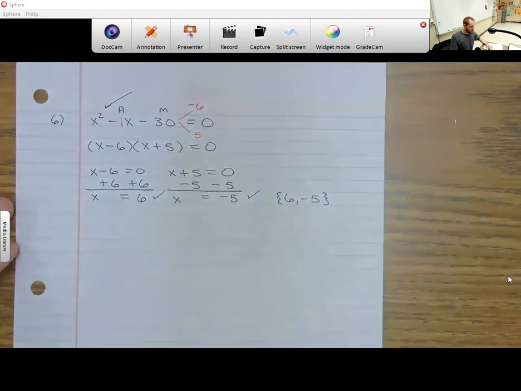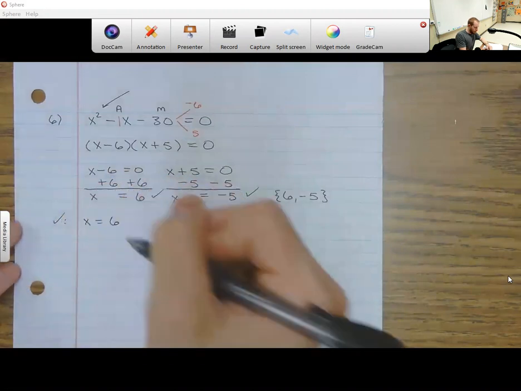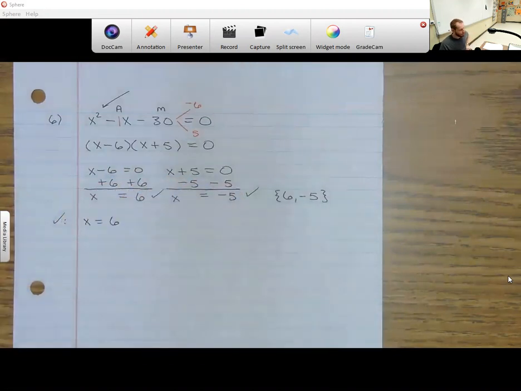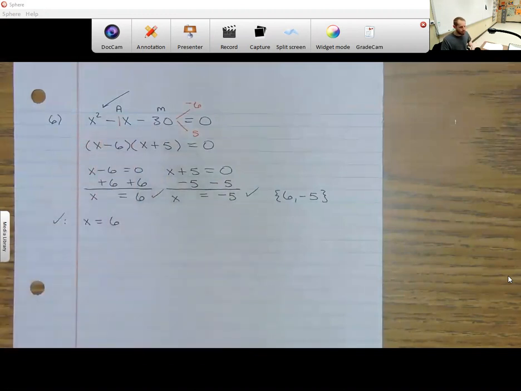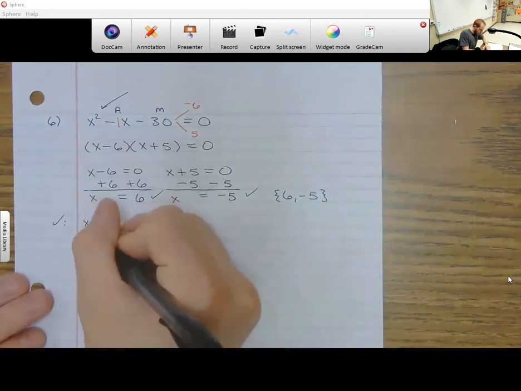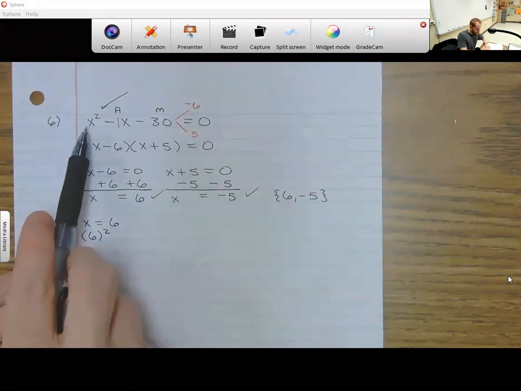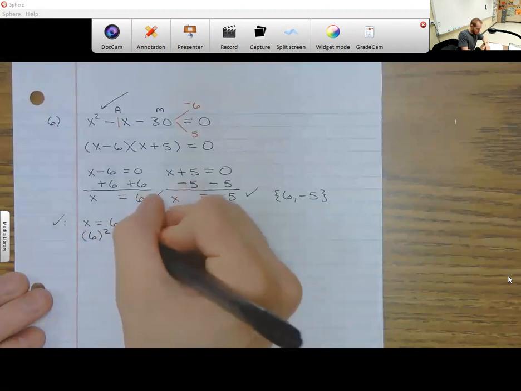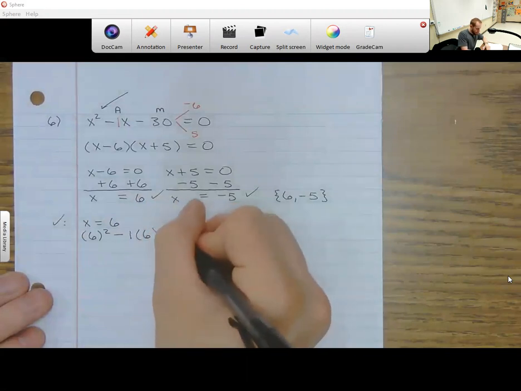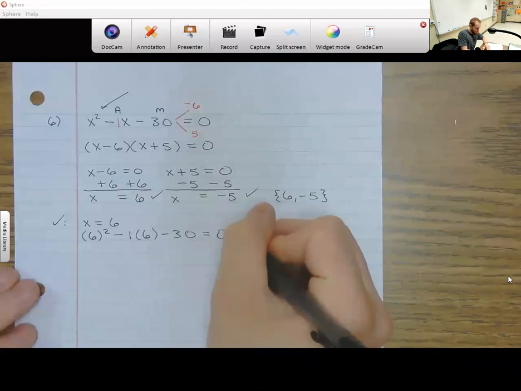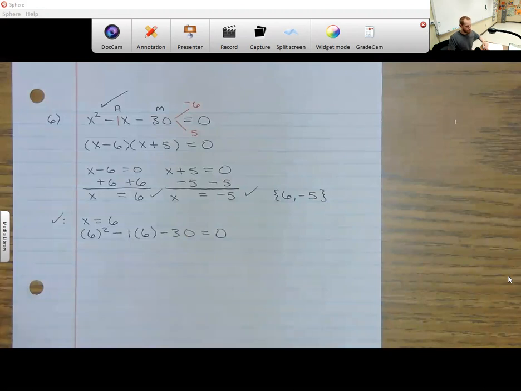Okay, so now I'm ready to check my answers. I've got x equals 6. First off, what I'm going to do is replace every single x I see up here with a positive 6, and see what happens. So I get 6 squared, just letting x be 6, minus 1 times 6, minus 30 equals 0. And technically, I don't need the 1 right here, but it's not going to make a difference once we get to our final answer.